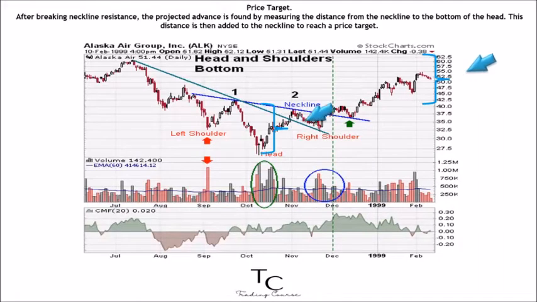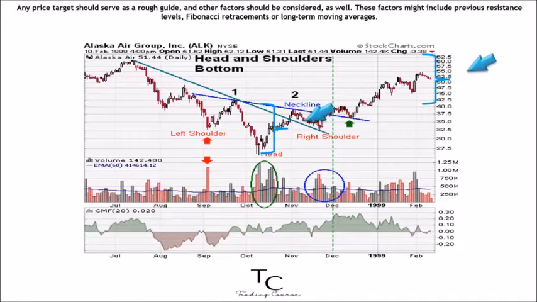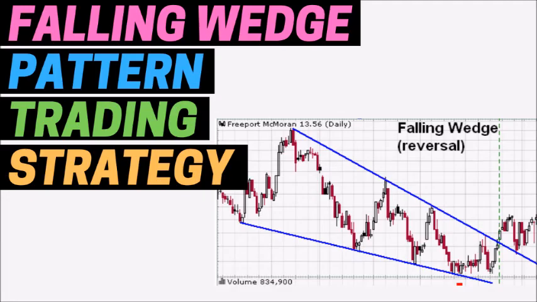Price target. After breaking neckline resistance, the projected advance is found by measuring the distance from the neckline to the bottom of the head. This distance is then added to the neckline to reach a price target. Any price target should serve as a rough guide, and other factors should be considered as well. These factors might include previous resistance levels, Fibonacci retracements or long-term moving averages.